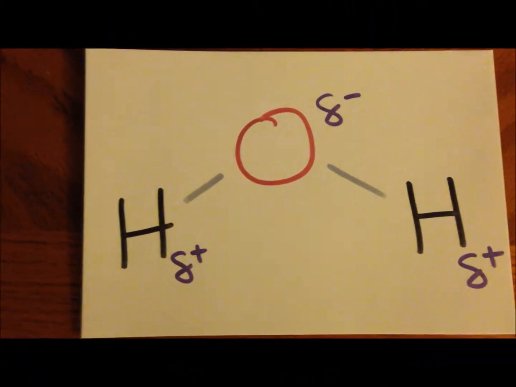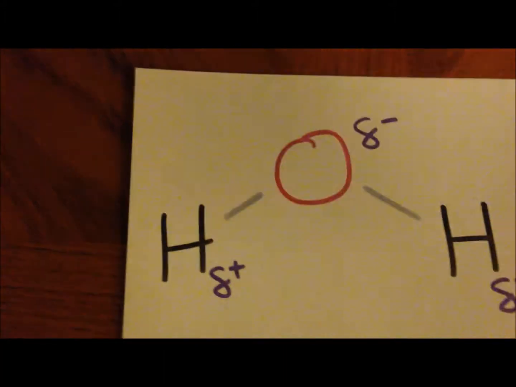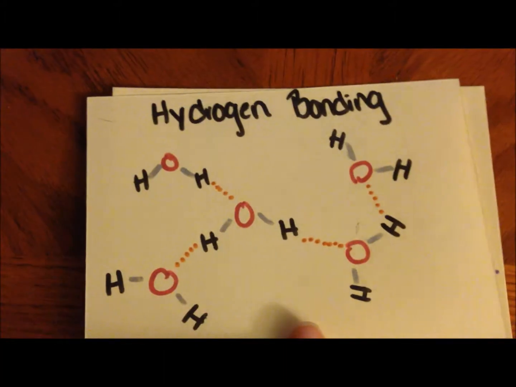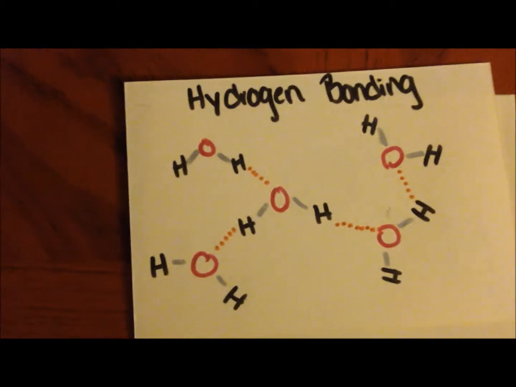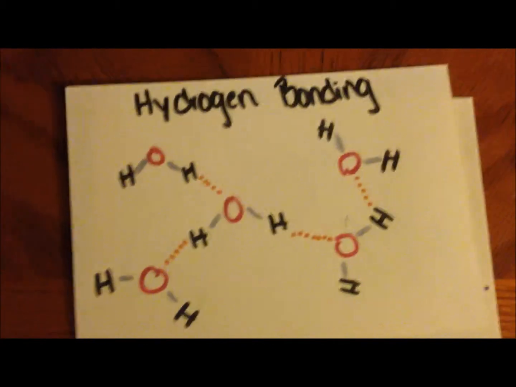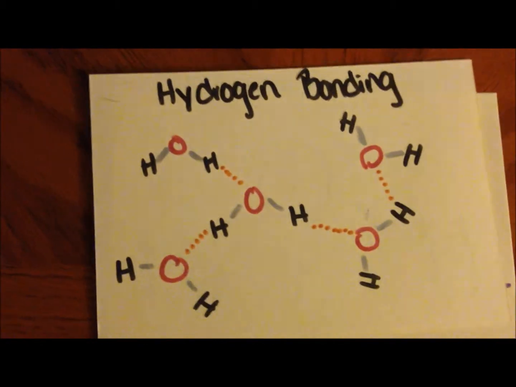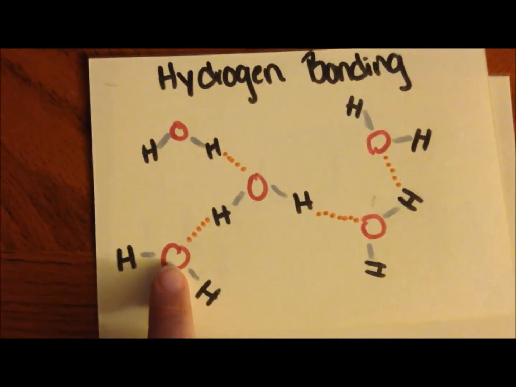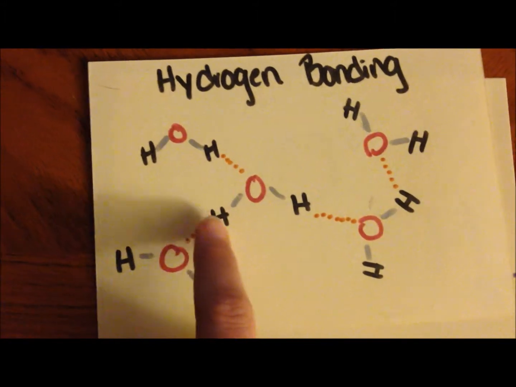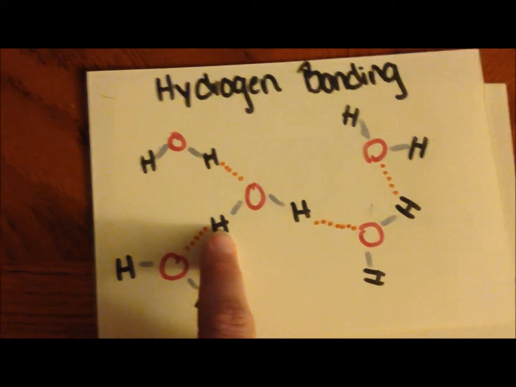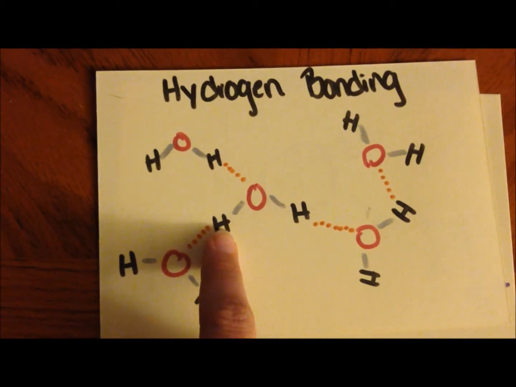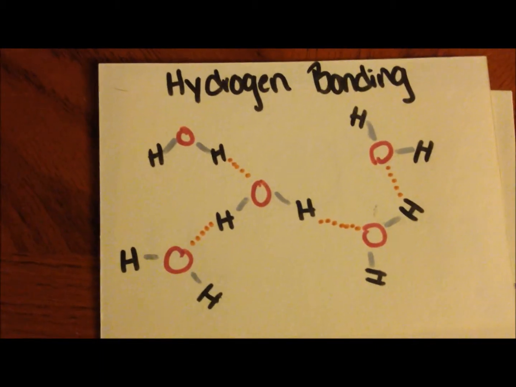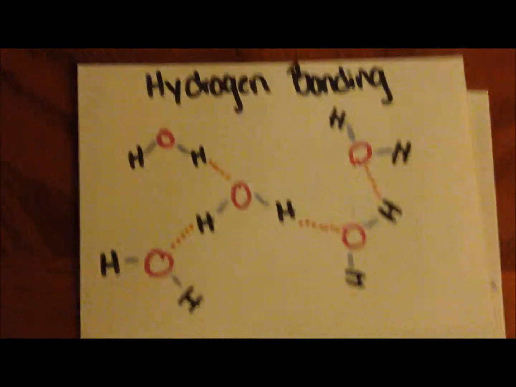Partial charges allow water to form hydrogen bonds. These are bonds between multiple water molecules. The partial negative charges on the oxygens will bond with the partial positive charges on the hydrogens, forming these hydrogen bonds. These bonds allow water to have many unique properties.